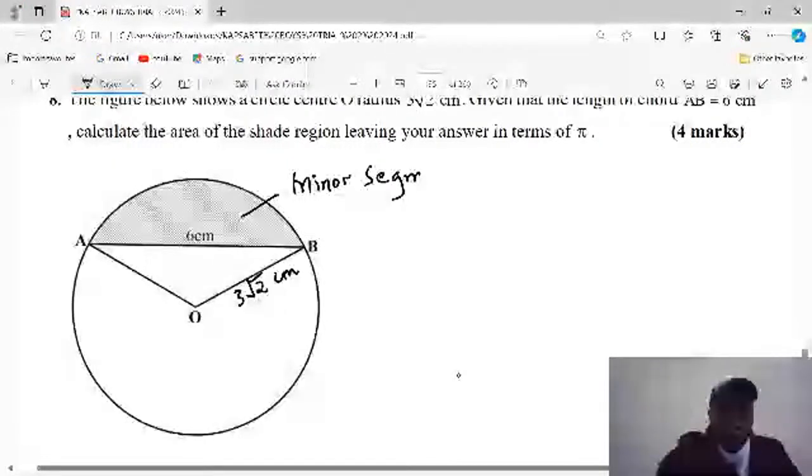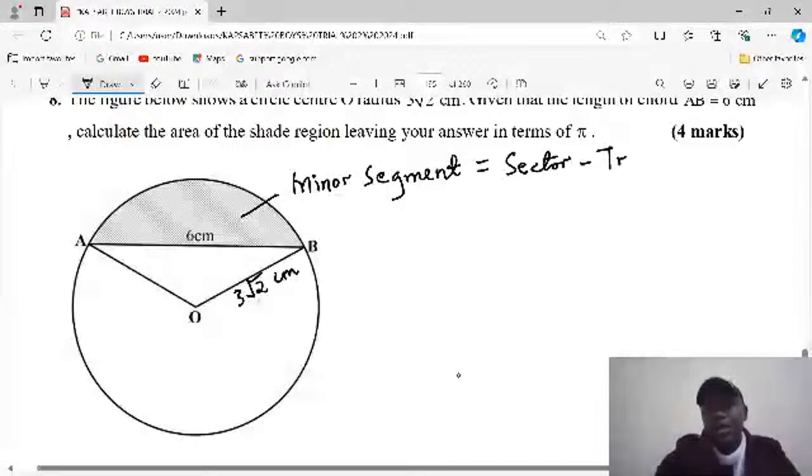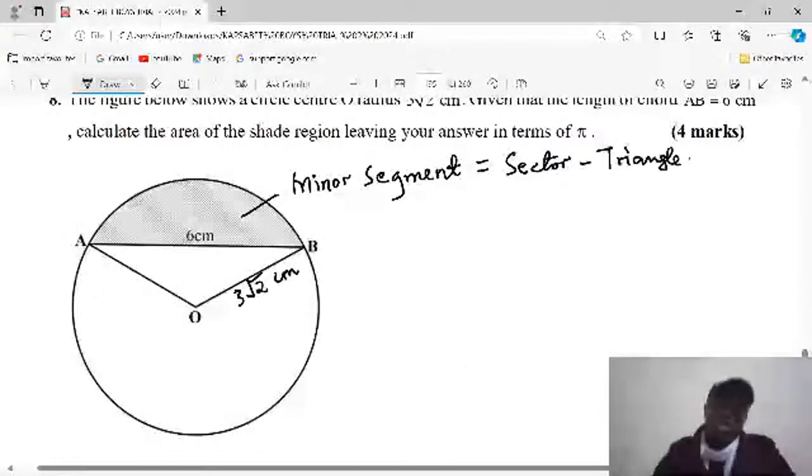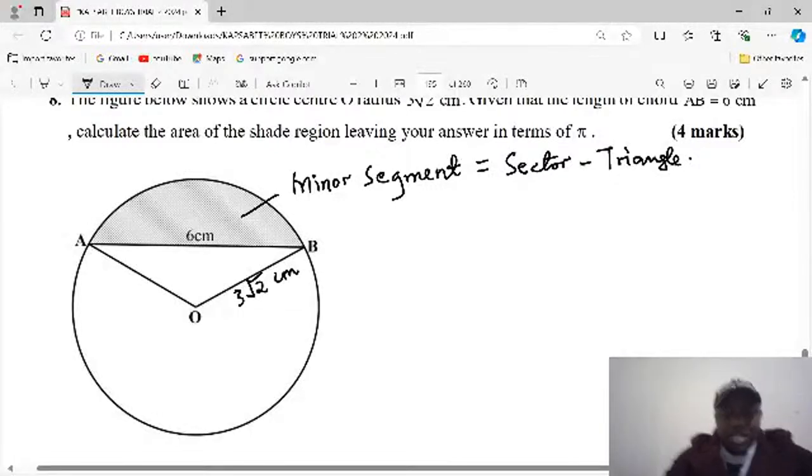The area of a minor segment is usually given by the area of a sector, and we subtract the triangle in it. So we're going to work out the area of the sector, then subtract the area of the triangle in that sector. Let me start by getting the anchor at the center of the circle, following the sector.